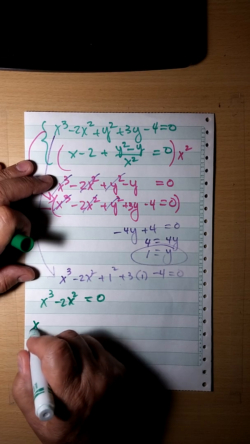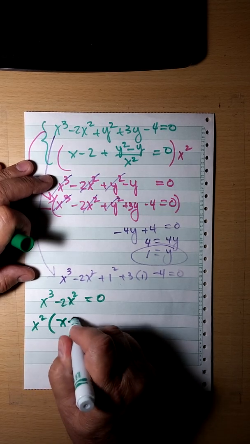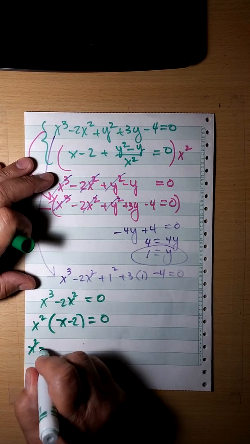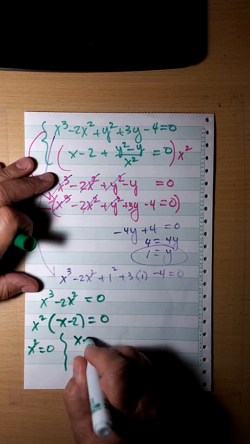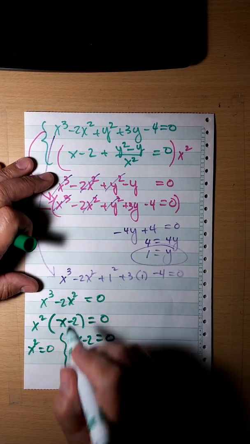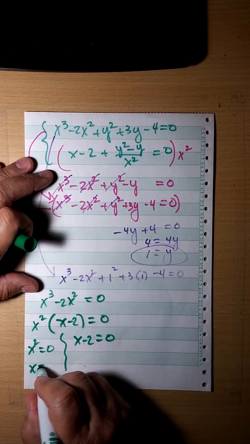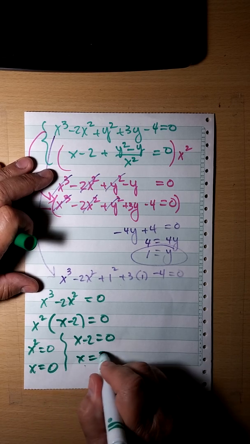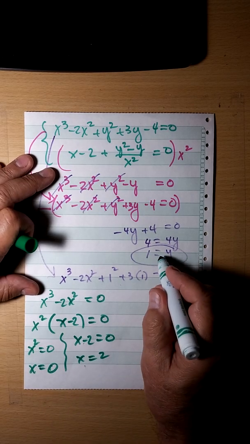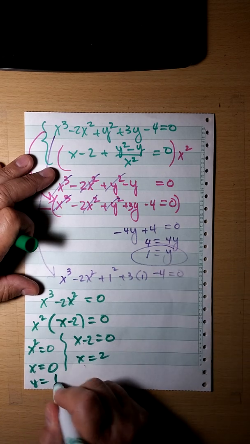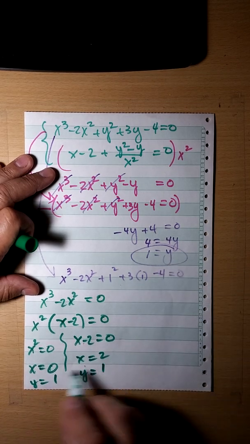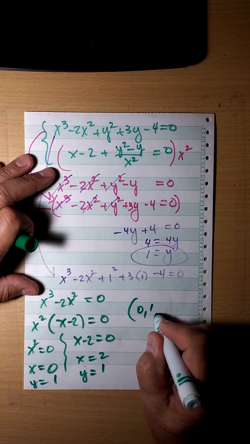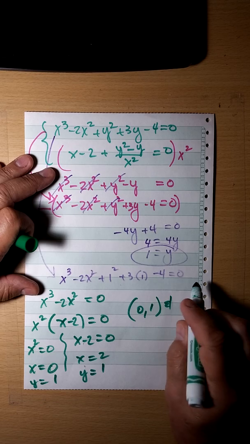Let's factor out an x squared. We get x minus 2 equals 0. Well, then either x squared equals 0 or x minus 2 equals 0. That's why you factor it. So this is when x equals 0. Doesn't have to be plus or minus. And x equals 2. So when y is 1, you can get two answers. So this crosses at 0, 1 and crosses at 2, 1.